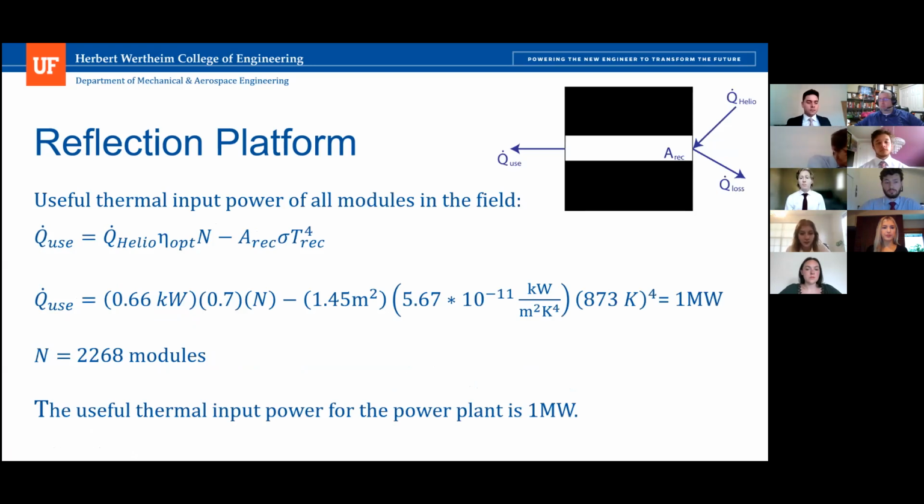The useful thermal input power per unit time for all of the modules in the field was calculated using the reflected power by a single module, the average optical efficiency, and the number of modules. And then losses due to re-radiation were accounted for by assuming the sun was a black body with an emissivity of 1, and the receiver also had an emissivity of 1. And using the area of the receiver, the Stefan-Boltzmann constant, and the receiver temperature, the number of modules needed was 2,268. And the total power is 1 megawatt.